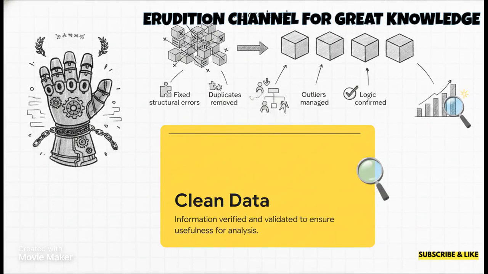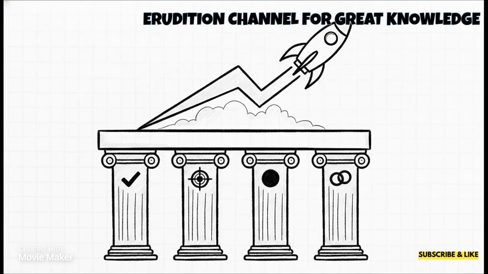After surviving this gauntlet, Maitreyi finally achieves her goal. Let's zoom out to the macro level and define exactly what she achieved. Clean data isn't just a tech buzzword, it's information that has undergone rigorous verification and validation to ensure its absolute usefulness for analysis. It's data where the duplicates are gone, the logic is checked, and it's actually ready to generate real value.